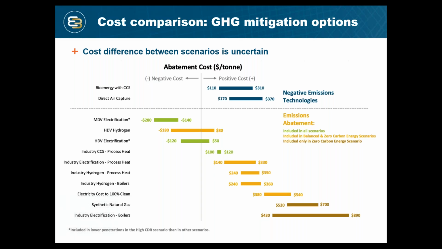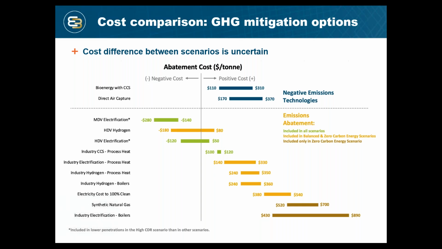The strategies shown below the gray dotted line are strategies that result in direct reduction in fossil-related greenhouse gas emissions. The color codes there show the options that are included in all scenarios. The gold, or in green, the gold show options that are included in the balanced and zero carbon energy scenarios. And then the most expensive options are only included in the zero carbon energy scenario in order to ensure that we get to zero emissions from fossil fuel sources.